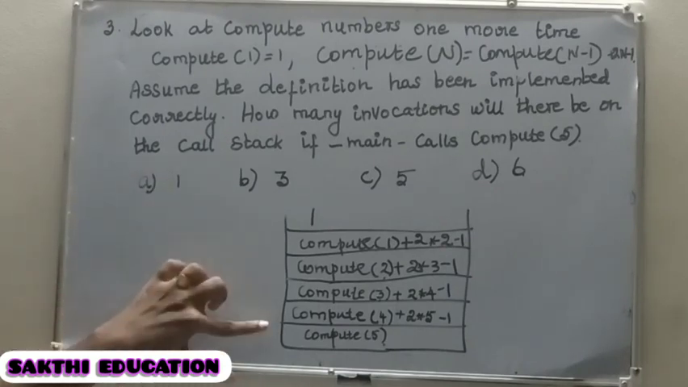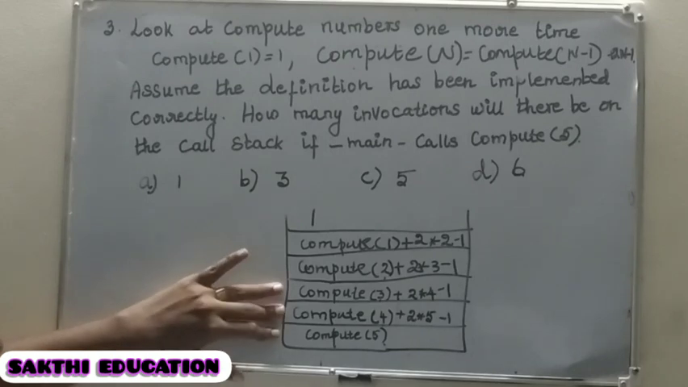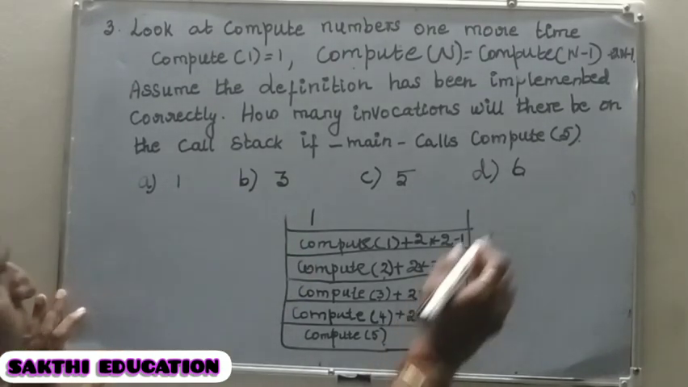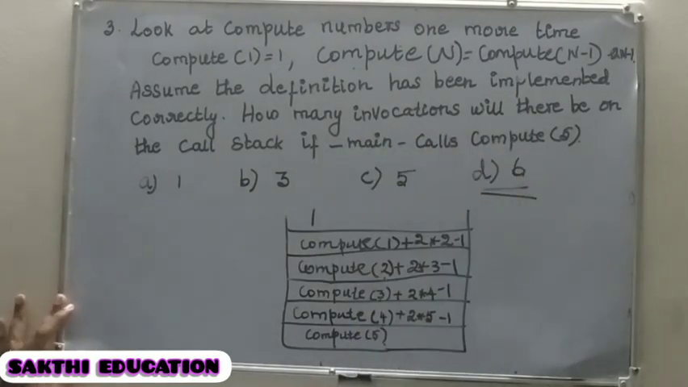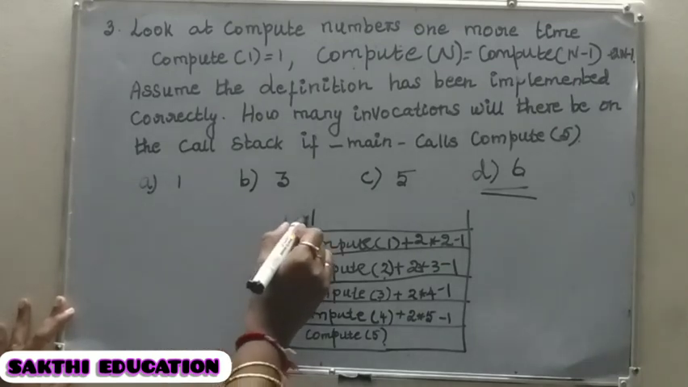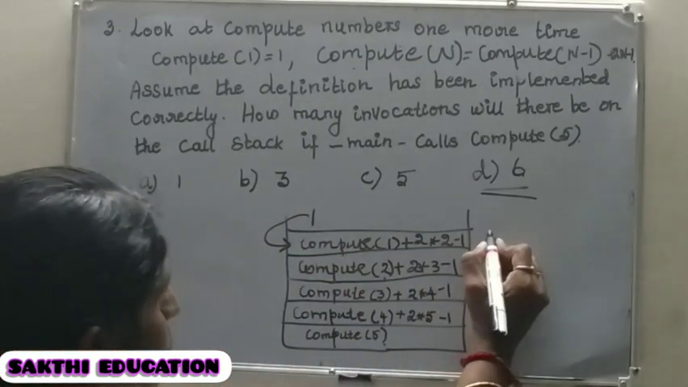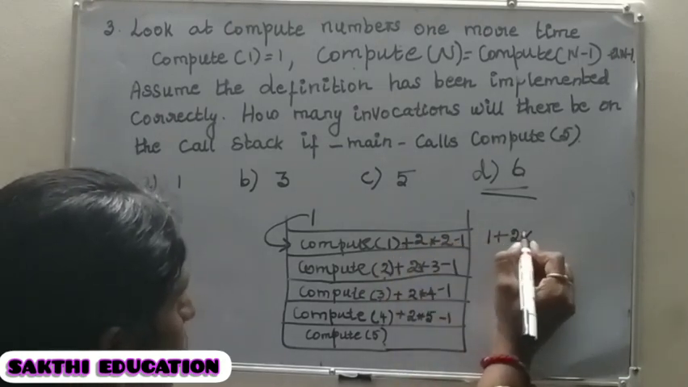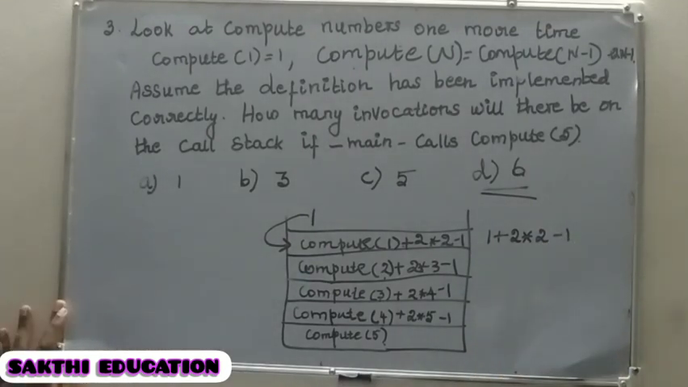Okay, totally how many frames you used? How many calls you used? 1, 2, 3, 4, 5 and then 6. So D is your correct option. How will it work? See, compute of 1 will return the answer 1. Compute of 1 is 1. This plus is plus 2 into 2 minus 1. According to the BODMAS rule, you evaluate this expression.